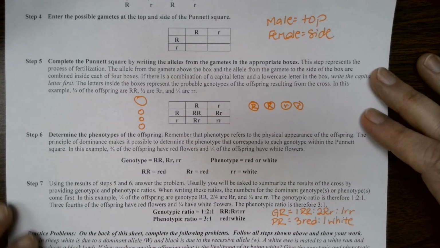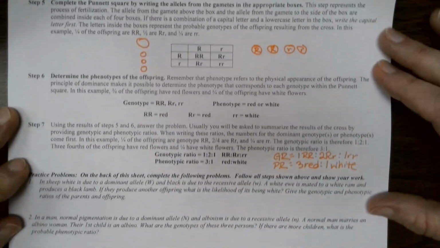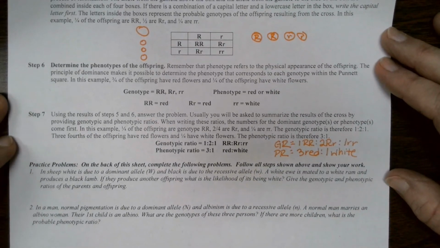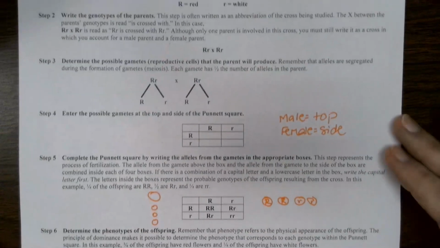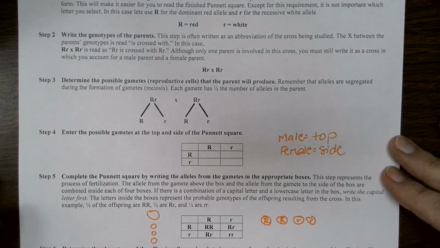Then on the bottom of this, you've got 2 practice problems. Depending on the situation, I may or may not tell you to do these at a certain time. I don't have a plan for that yet, I'm just recording how to walk through the steps of a problem. All of your work has to be shown. When I tell you to complete a Punnett square problem, I need to see steps 1 through 7.